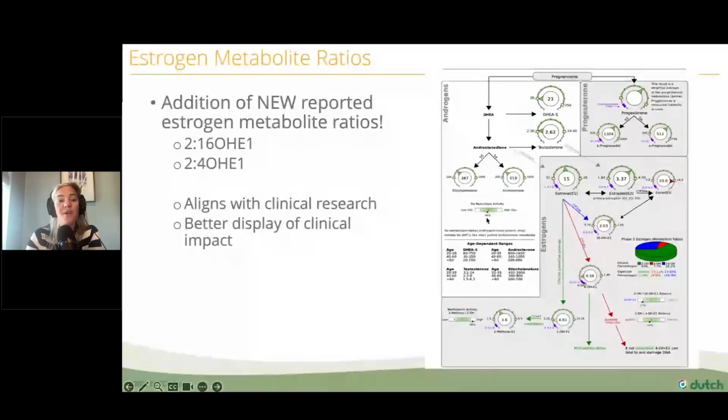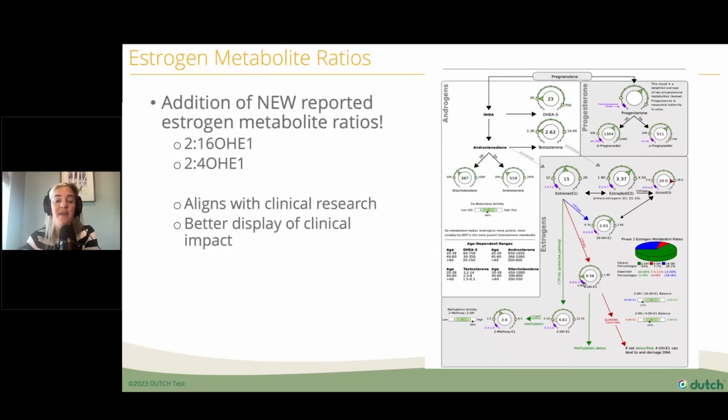And you'll probably notice two new sliders, which are new information. Those are in the bottom right-hand corner of page 3 of the DUTCH Plus and the DUTCH Complete. And this is the addition of reported estrogen metabolite ratios. This includes both the 2:16 ratio and the 2:4 ratio. And this is looking at the 2-hydroxy-E1 to 16-hydroxy-E1, and 2-hydroxy to 4-hydroxy-E1 balance.